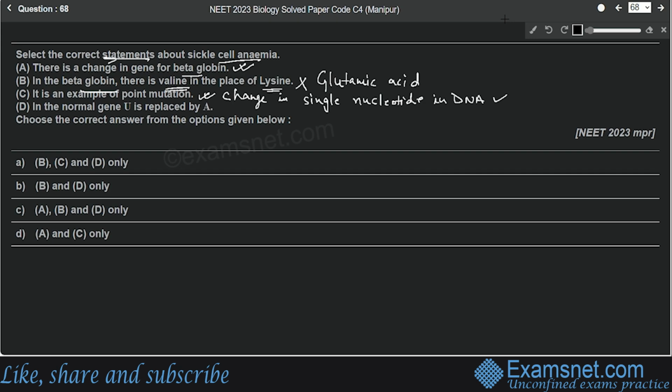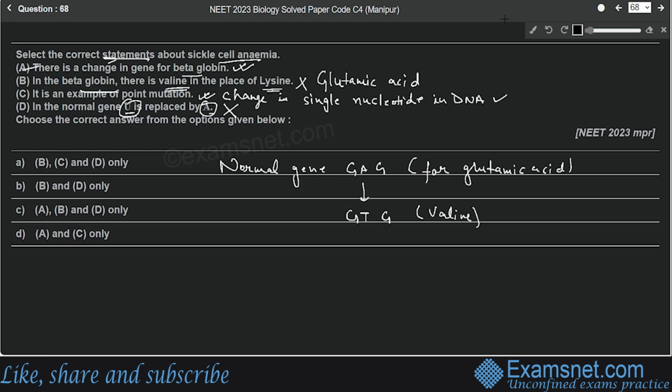Then the fourth and last statement is, in the normal gene, U is replaced by A. So U means uracil, A means adenine, right? So this is an incorrect statement. What happens in a normal gene is we have GAG. The DNA code is GAG, which codes for glutamic acid. This is for the normal gene. But in sickle cell anemia, this is changed to GTG, which codes for valine. So this statement is also incorrect. The only correct statements are the first and third statements. That means A and C only. Option D will be the correct answer.